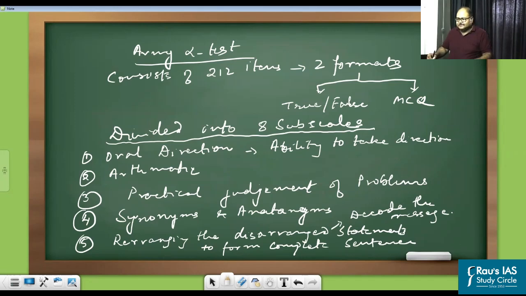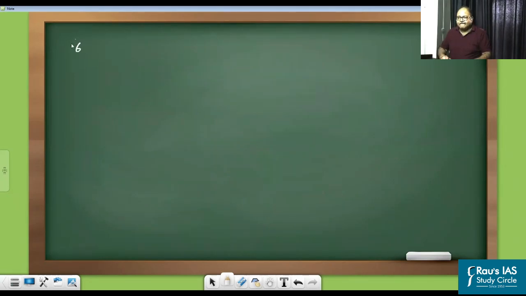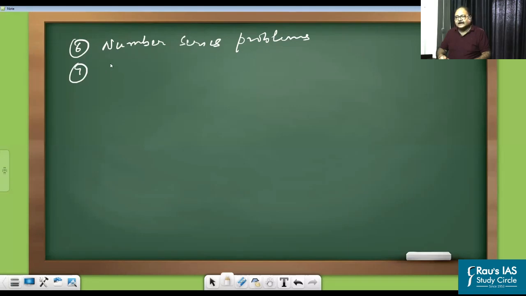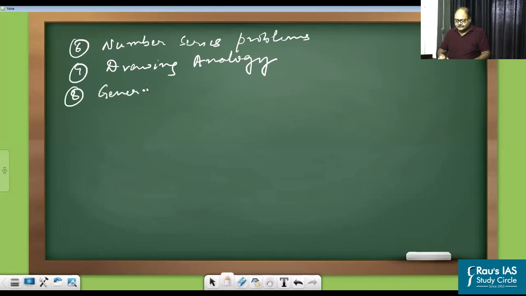Then the sixth subscale included number series problems. In the seventh place, there were items related to drawing analogy. And the eighth one was general knowledge or general awareness, which was a test of one's current affairs.